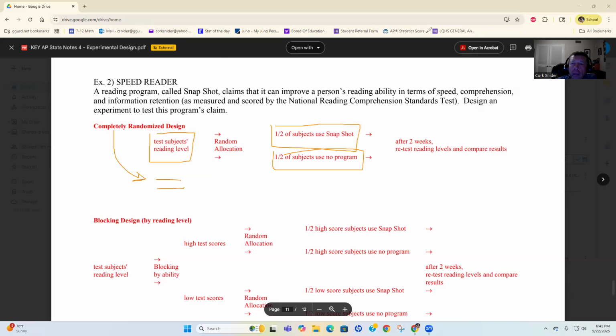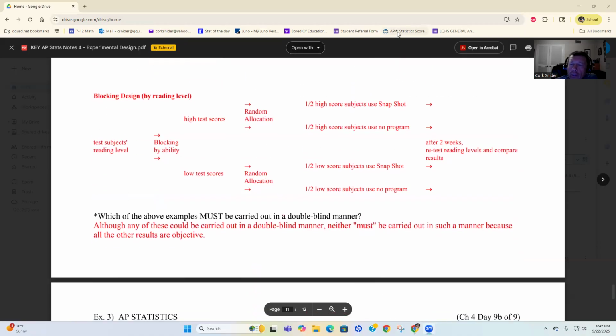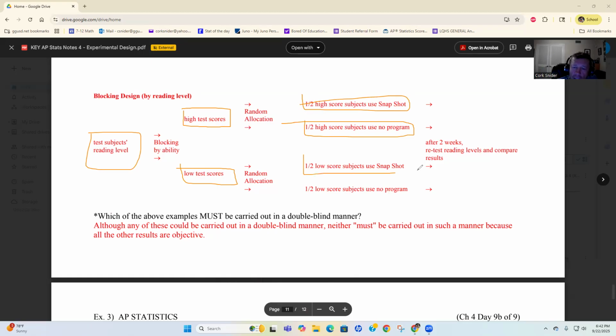Now, if you're going to block this, let me clear this real quick. Design what you could do. And I'm going to give you two different forms of blocking right here. What you could do is test their reading ability, put all the high scores together, find some mark and have the high ones all together, then put the low scores together. Then half get the program, half get this. You get the idea. I like to put little blocks around it, but write it up just like this.